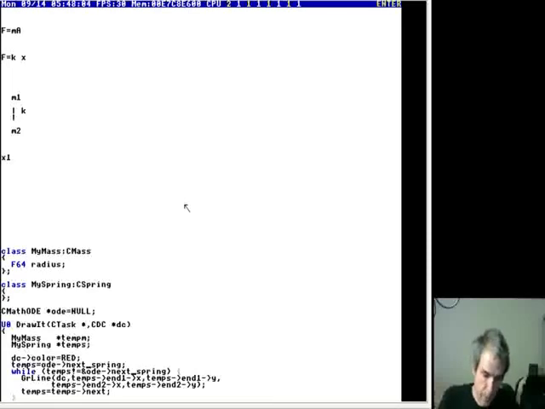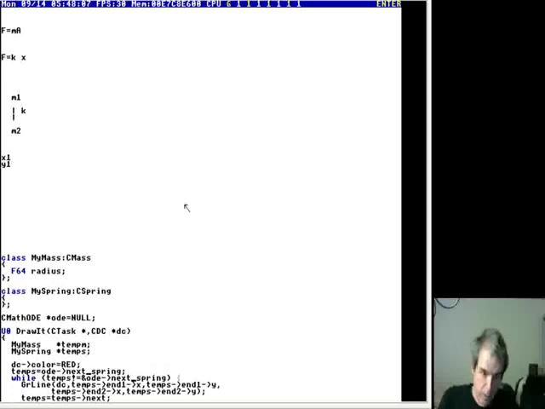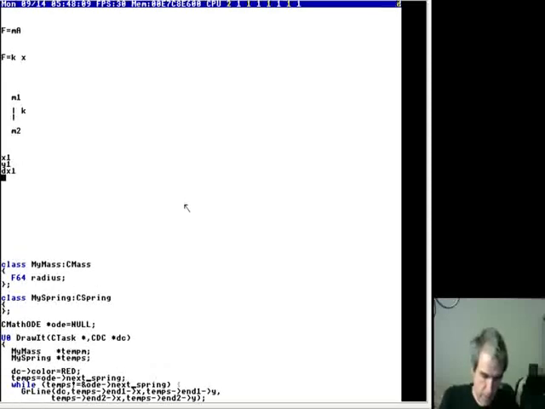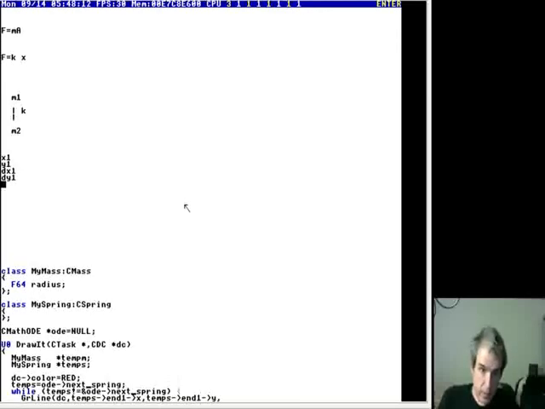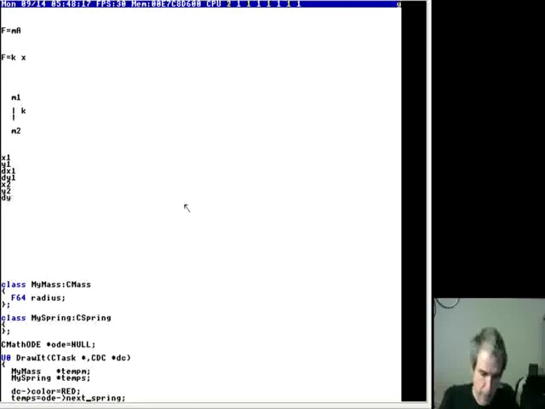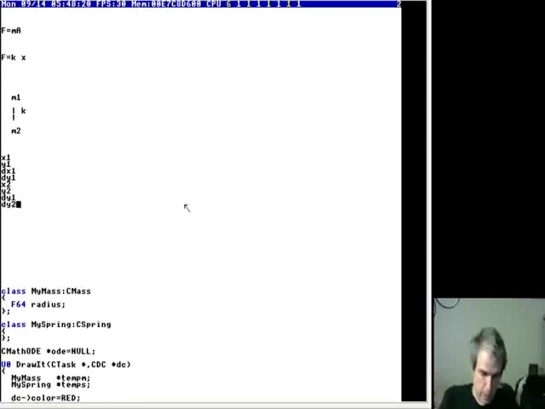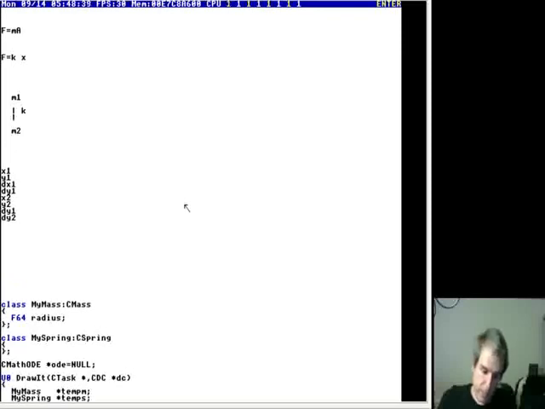you have x1, y1, dx1, dy1, and x2, y2, dx2, dy2. This is velocity. You have the position and velocity of the two masses, and this makes a state vector that is eight dimensional. Now we have to write the governing equations, F equals ma.